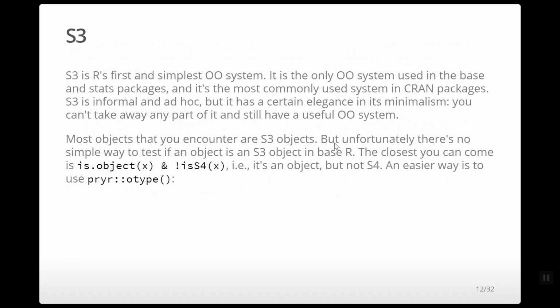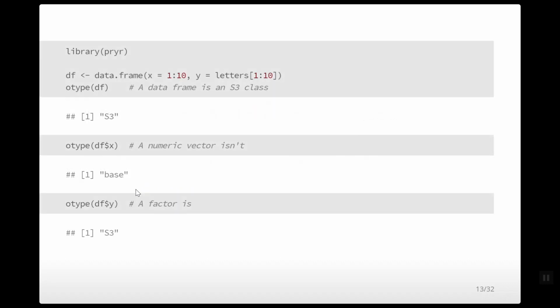There's not an easy way to see if it's an S3 object. You can just say, is it an object? And it will return true, but then is.object will return true for S3 and S4 objects. So the only way to tell if it's S3 is you'd have to say is.object, and then you'd also have to check is it S4, and this needs to say false. Or you could use otype in the package pryr.